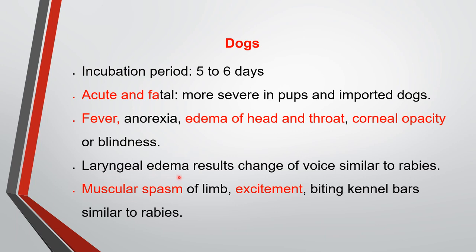There is laryngeal edema, and that results in a change of voice similar to rabies. In rabies, there is a change of voice; we call it howling. So similar is also observed here. Muscular spasm of the limb, excitement, biting the cage bars. Again, the symptoms are very similar to rabies. So the nervous form is difficult to differentiate from trypanosomiasis and rabies. The symptoms are almost the same.